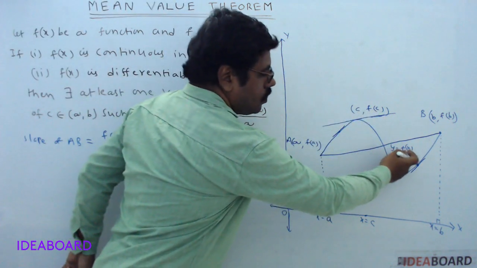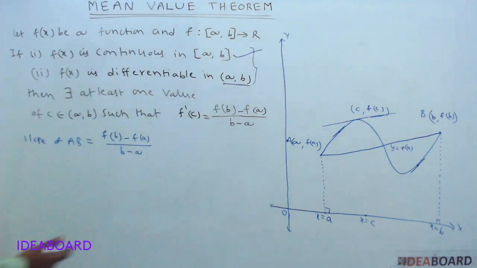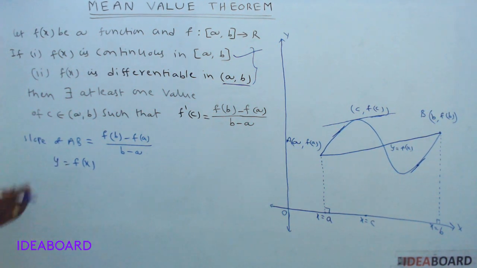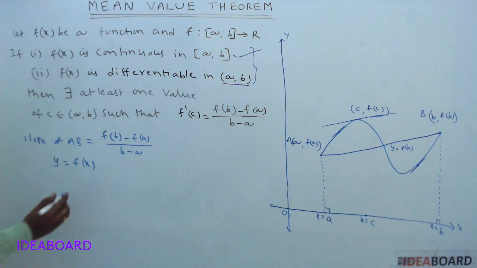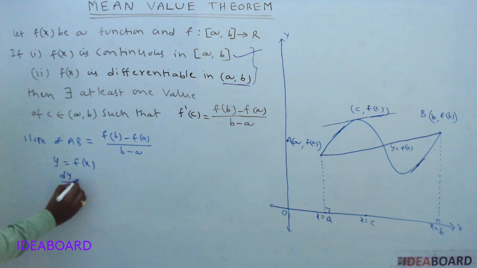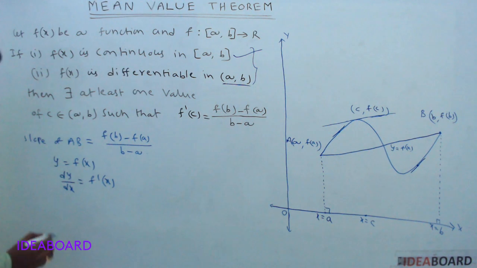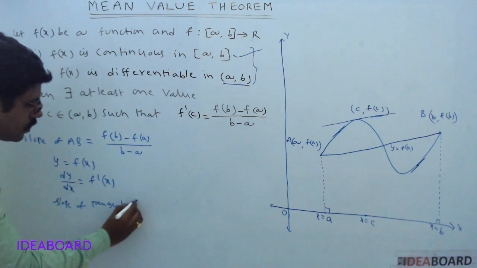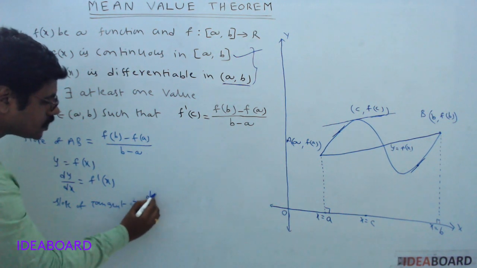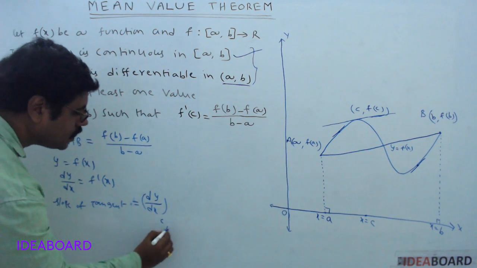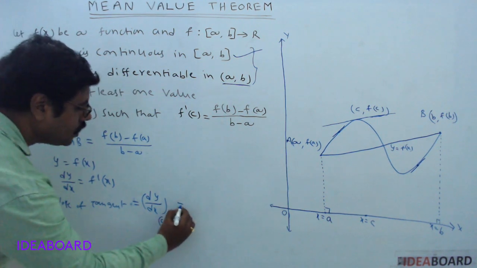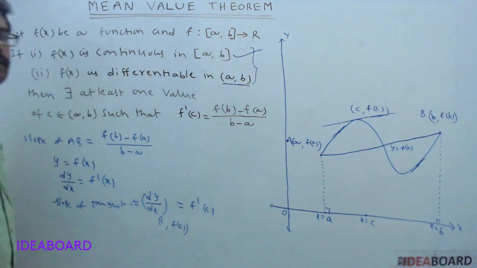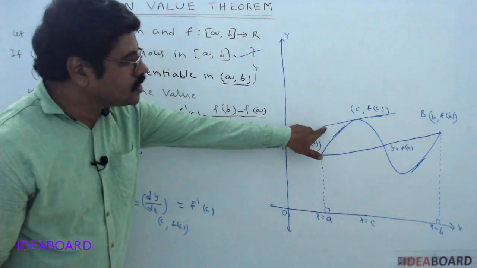Now what is the curve? y equals f of x. Now take that curve y equals f of x. Differentiate this equation on both sides with respect to x. That is dy by dx equals f dash of x. So slope of tangent equals dy by dx at the point c comma f of c. This equals, instead of x, write down c, that is f dash of c. Now this is the slope of this tangent line.